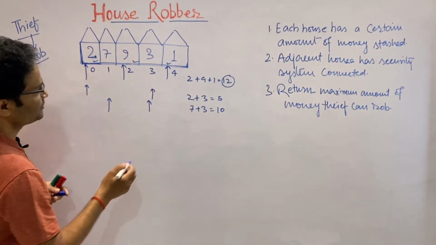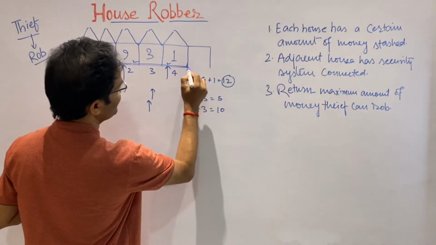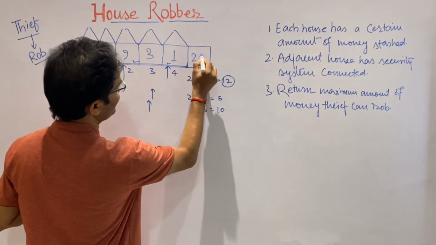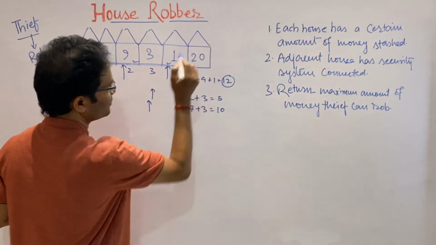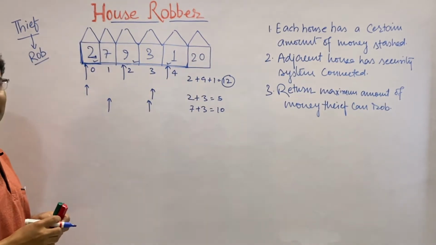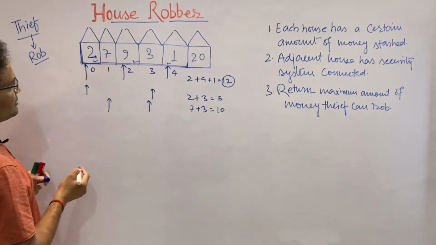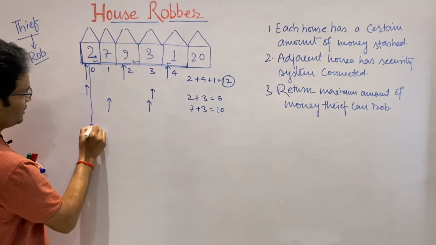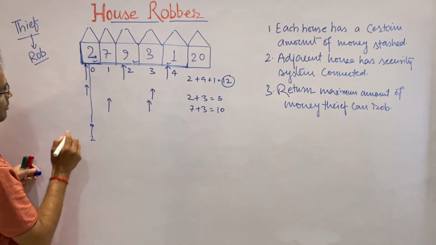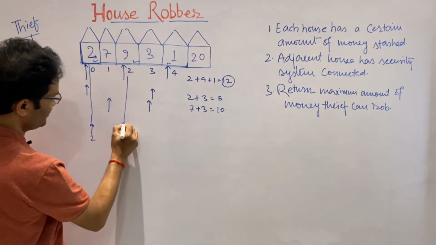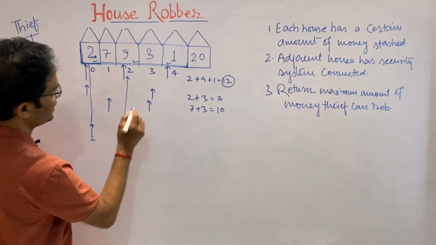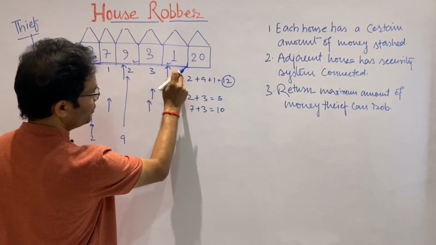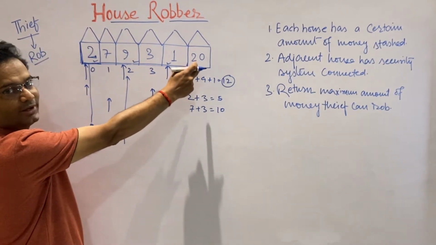So suppose one more house is there and its value is 20. In this case, how can you get the maximum? Of course, suppose he goes to the 2 first, he gets 2 units of money, then he goes to the 9, then he goes to the 1, but if he goes to the 1, he cannot rob the 20, right?